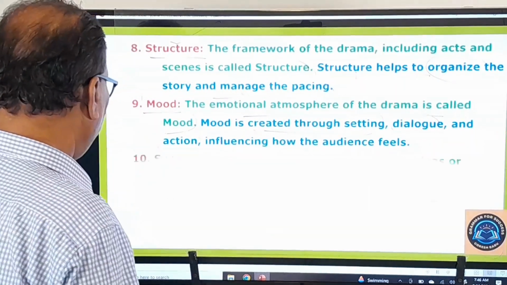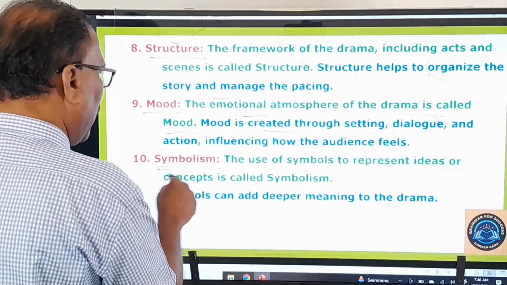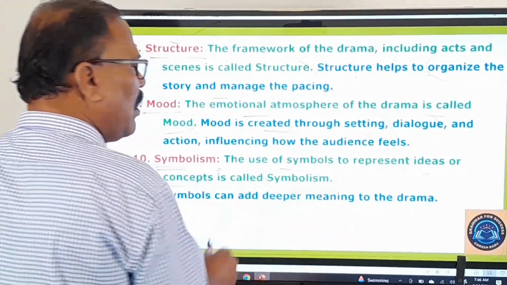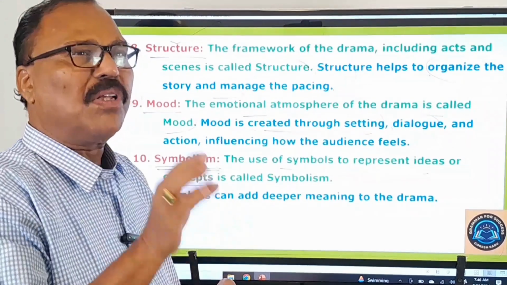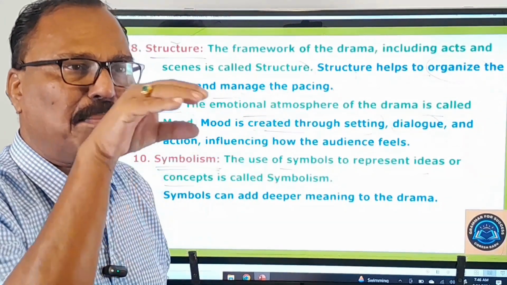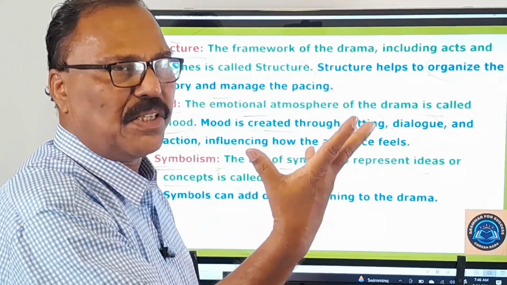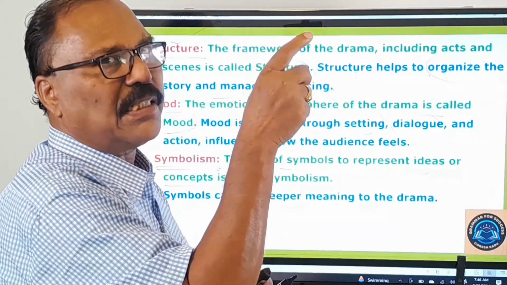And the tenth one is symbolism. The use of symbols to represent ideas or concepts is called symbolism. Sometimes the producer of a drama or a movie will make use of some symbols in order to indicate certain important things.